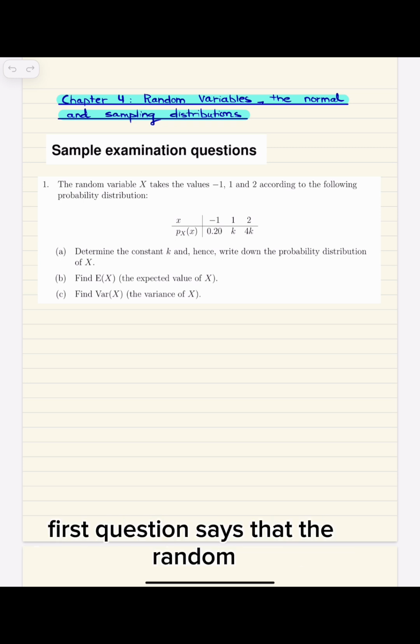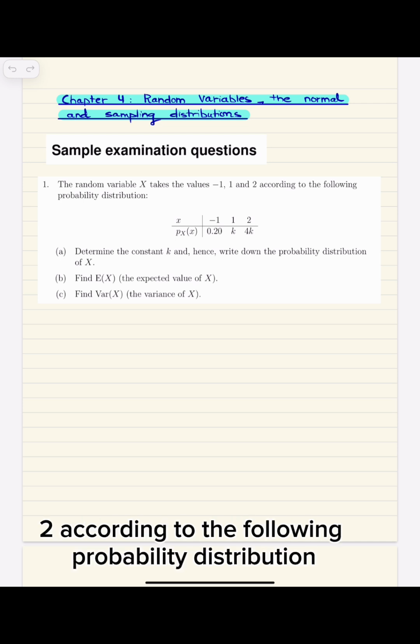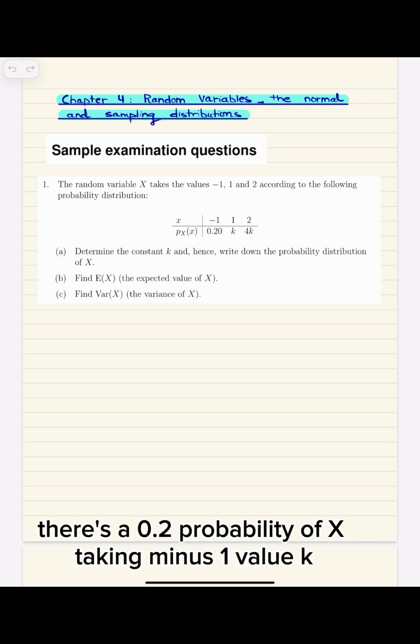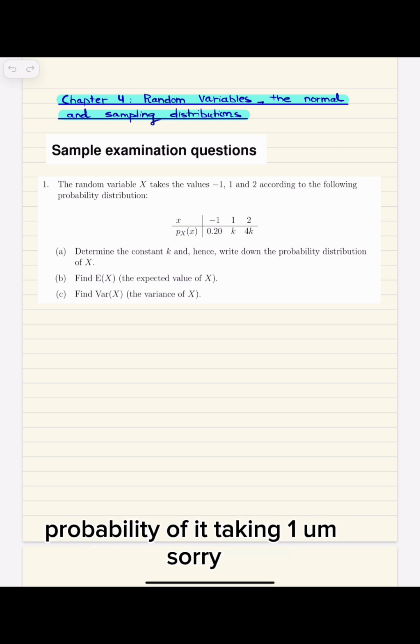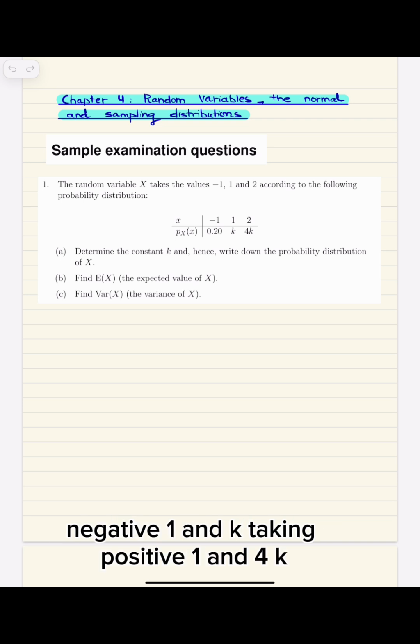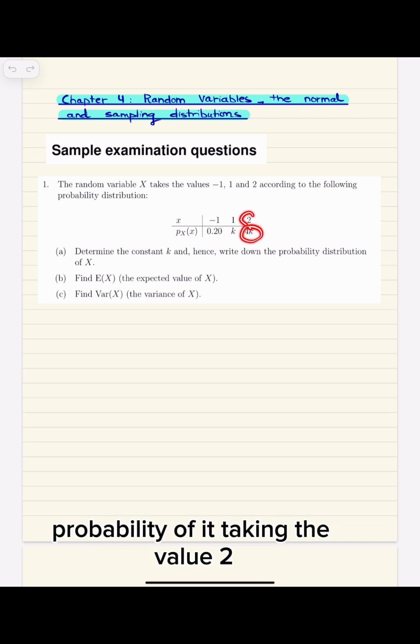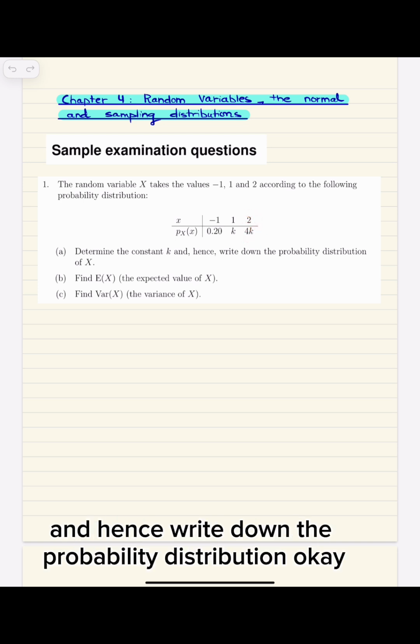The first question says that the random variable x takes the values -1, 1, 2 according to the following probability distribution. There's a 0.2 probability of x taking the value -1, k probability of it taking positive 1, and 4k probability of it taking the value 2. Determine the constant k and hence write down the probability distribution.